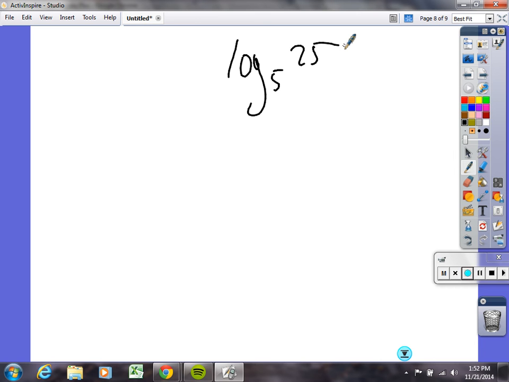I'm asking, what is this? So I'm saying here, 5 to what power equals 25? 2. So it's 5 squared. Oh, yeah. So this equals 2.